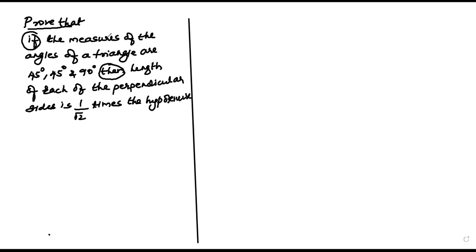If it comes in an exam like this, prove that if the measures of the angles of a triangle are 45 degree, 45 degree, and 90 degree, then length of each of the perpendicular sides is 1 upon root 2 times the hypotenuse. So remember, children, if "given" is there, that means I should be able to draw a diagram according to it.